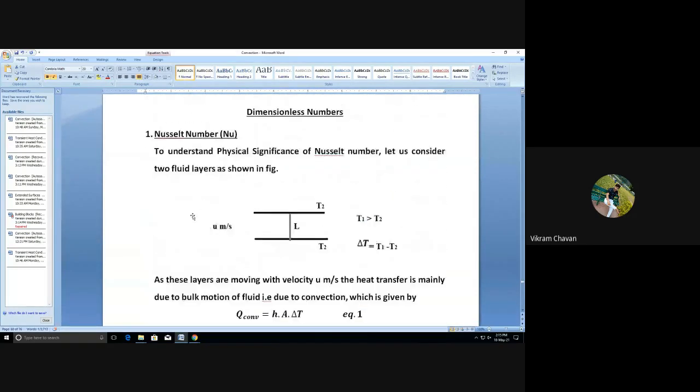So you can write, give the heading dimensionless number, and the first dimensionless number is Nusselt number. Write down.